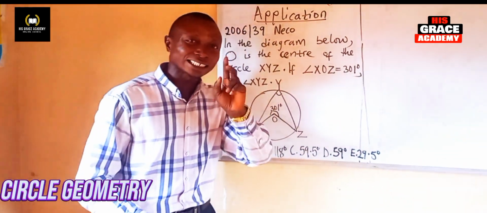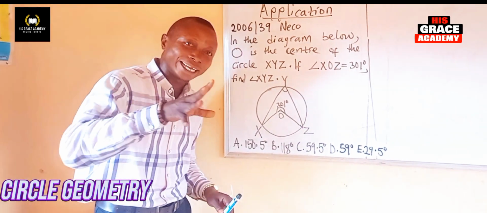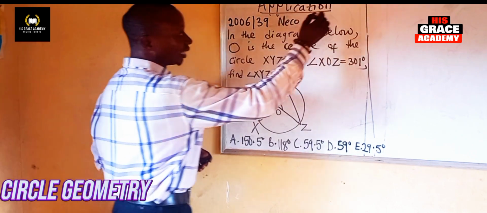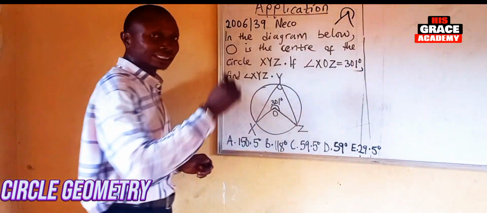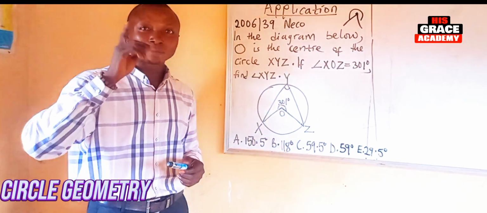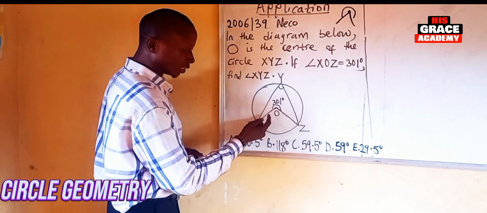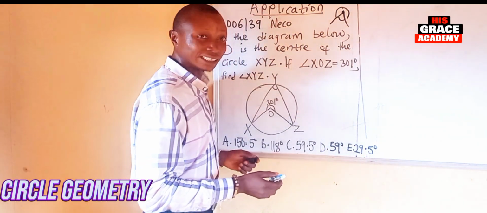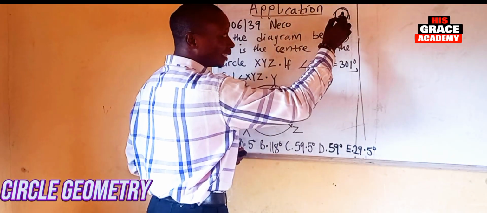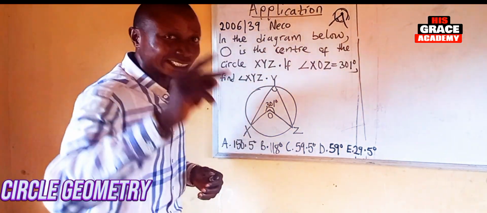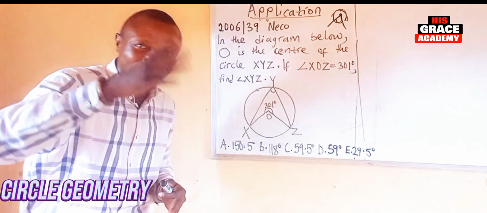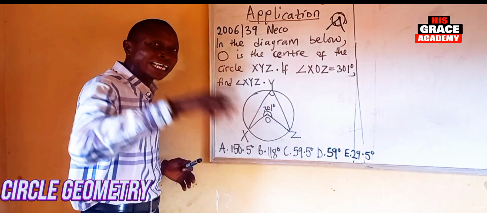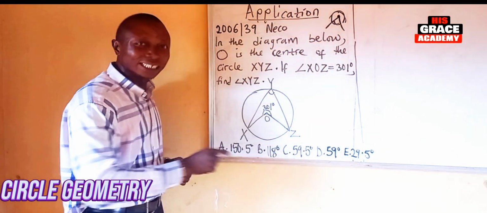The angle at the center has two cases: the obtuse case and the reflex case. This case now is the reflex. Of course, you know what a reflex angle is: an angle greater than 180 degrees but less than 360 degrees. This other side is the obtuse case. These two are conjugates; they add up to 360 degrees. In this regard, the 301 degrees of the angle at the center is the reflex case.